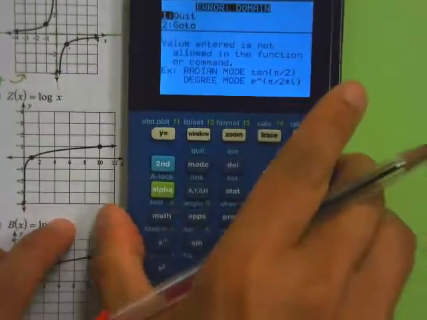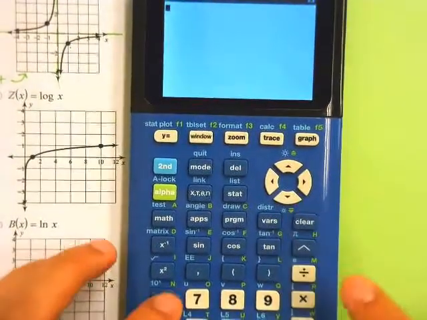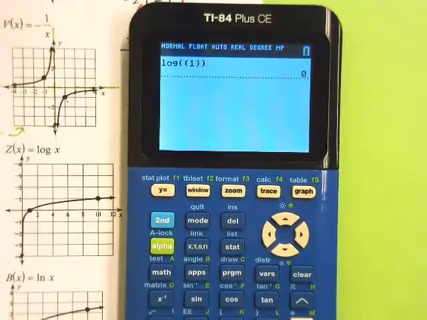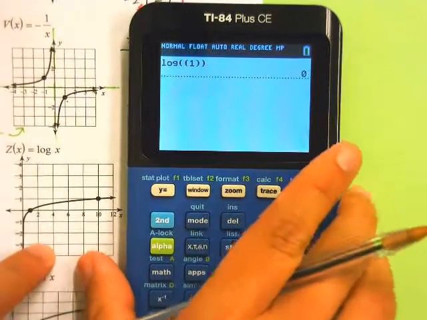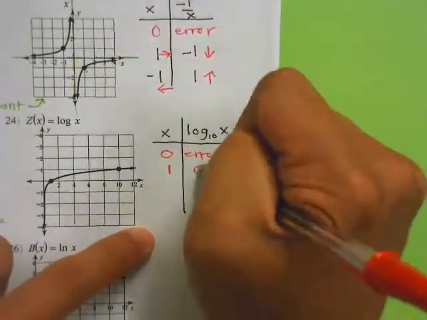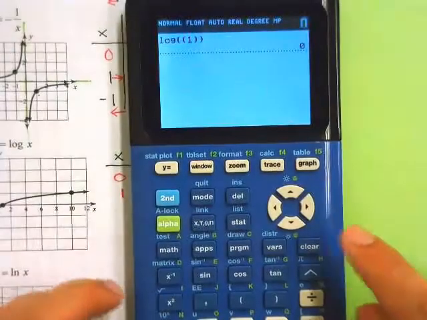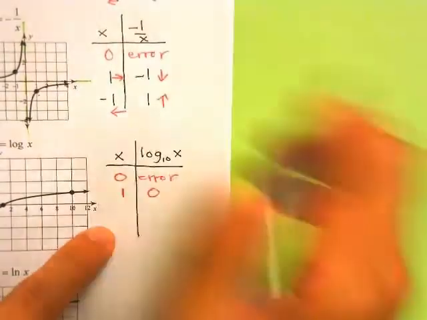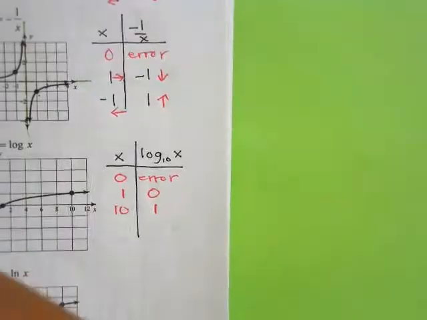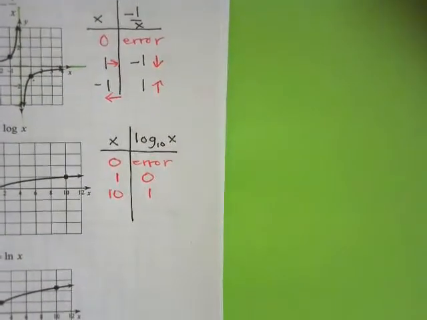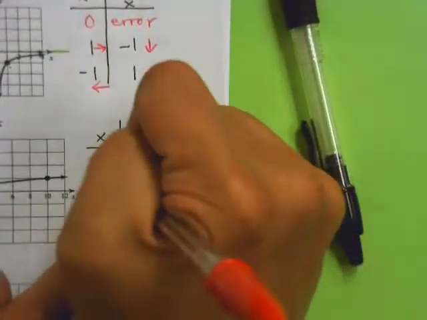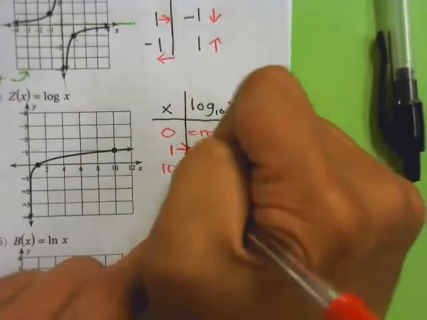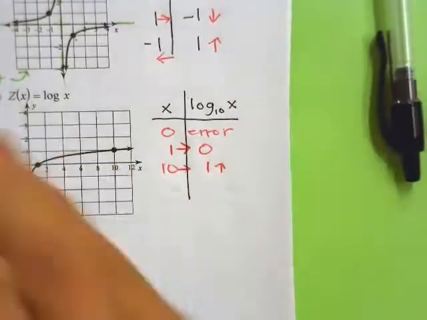Logarithm of 1. I think I put too many parentheses, sorry. But a log of 1 base 10 is going to be 0. And then let's do log of 10, that's going to be 1. So log of 10 is going to be 1. So from the starting point, you are just going to go 1 to the right and don't go up or down. Then from there, you're going to go 10 to the right and then 1 up.